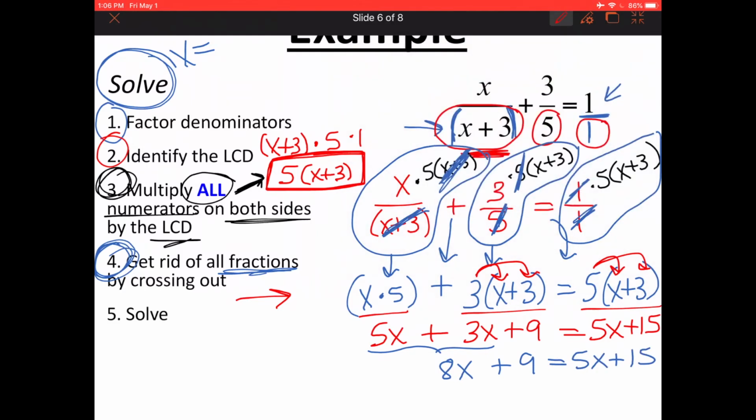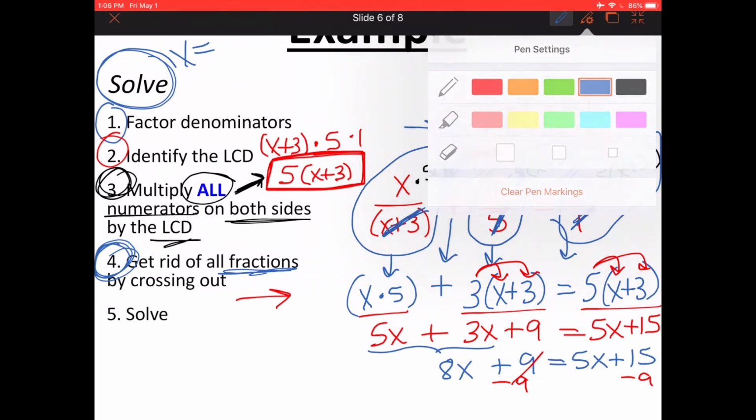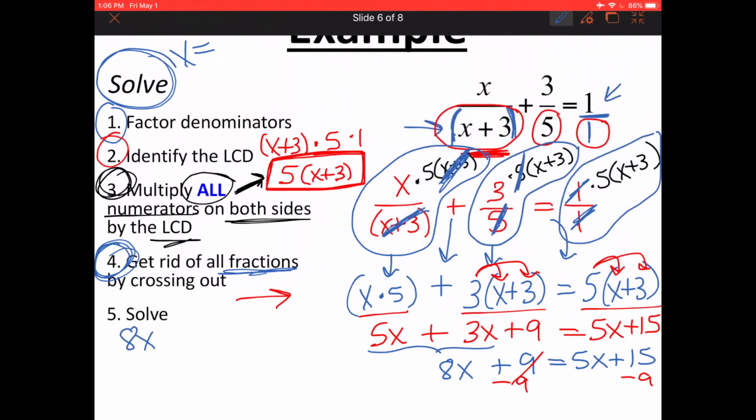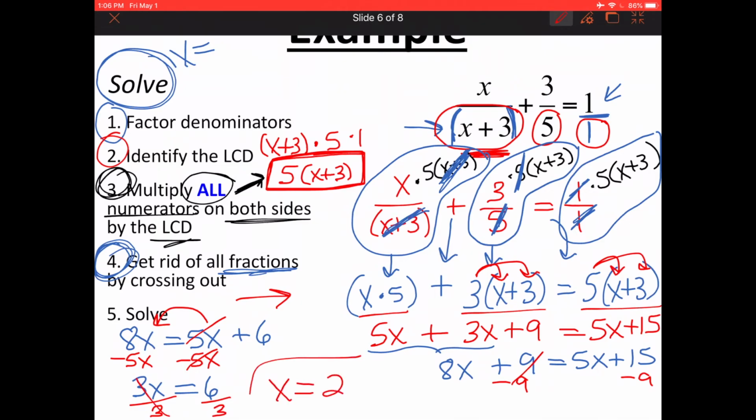Let's keep combining our like terms. Let's subtract 9 from both sides. And so now I end up with 8x equals 5x plus 6. Let's move the 5x to the other side by subtracting it. So I subtract 5x from both sides, and I now have 3x equals 6. So my final step to get the x alone is to just divide both sides by 3. And my final answer, guys, is going to be x equals 2.